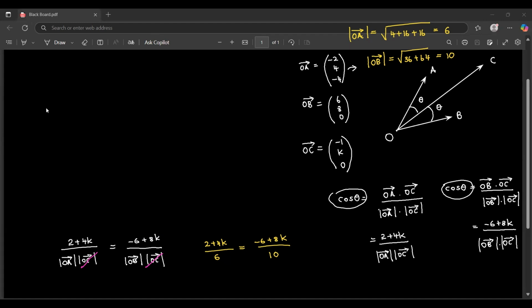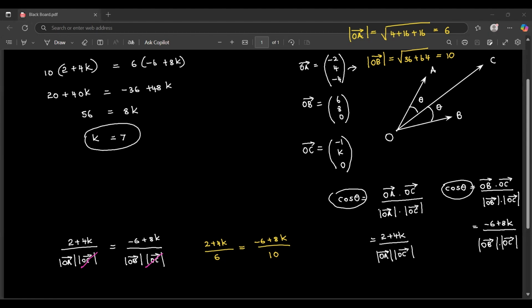Now I can simplify this. 2 plus 4k into 10 will be equal to 6 into minus 6 plus 8k. So 20 plus 40k is equal to minus 36 plus 8k. So 56 is equal to 48k. Not 8k, 48k. So 56 is equal to 8k. So k will be equal to 7. This is what we have to prove.